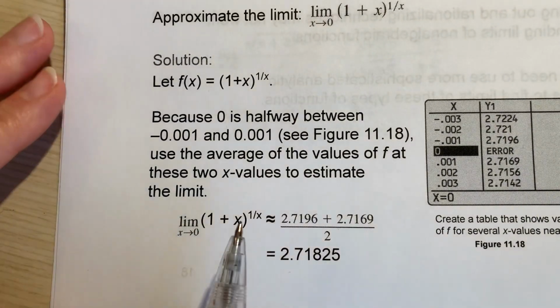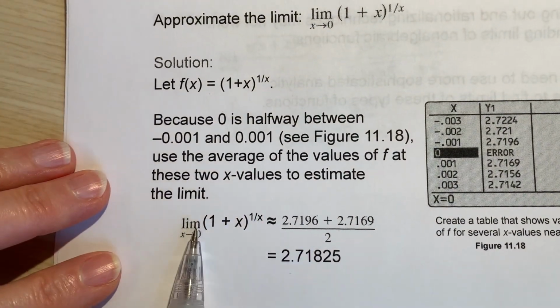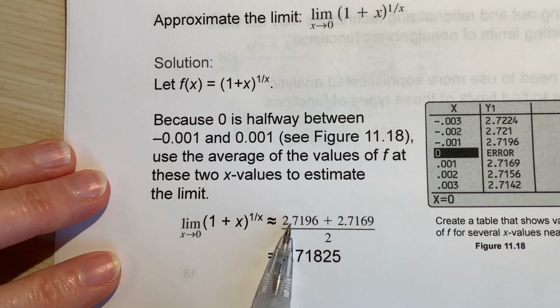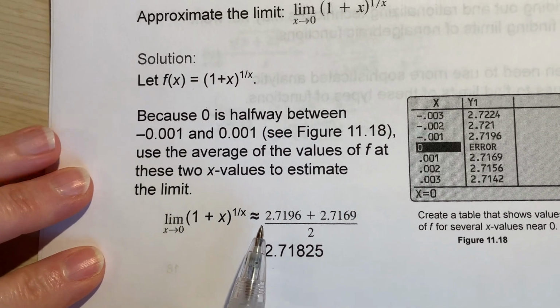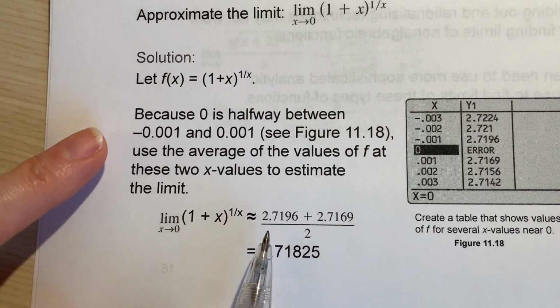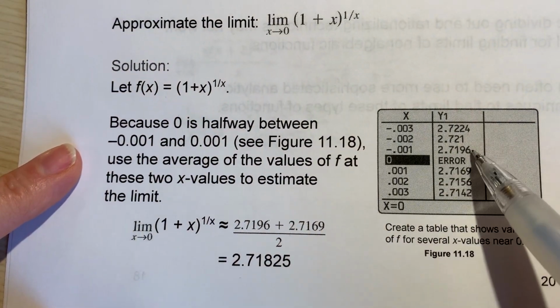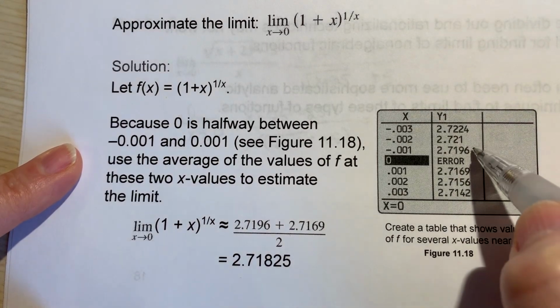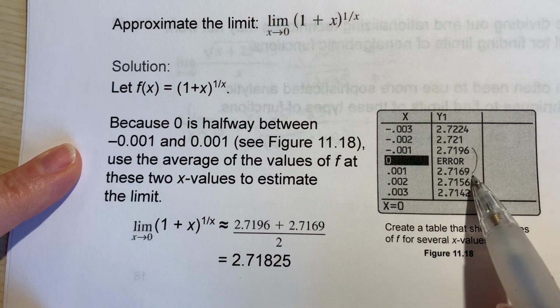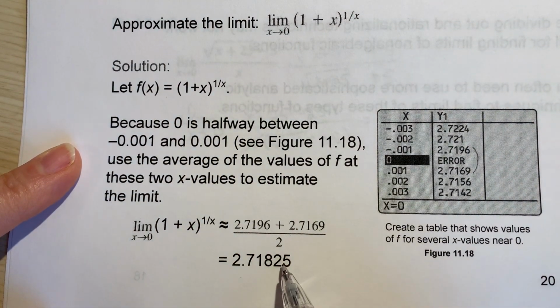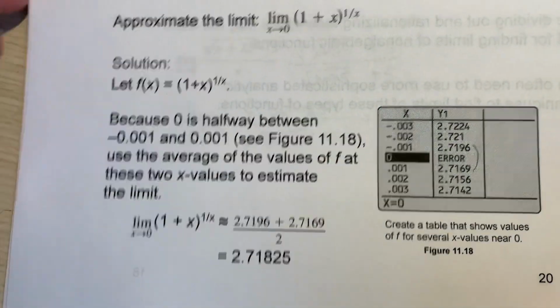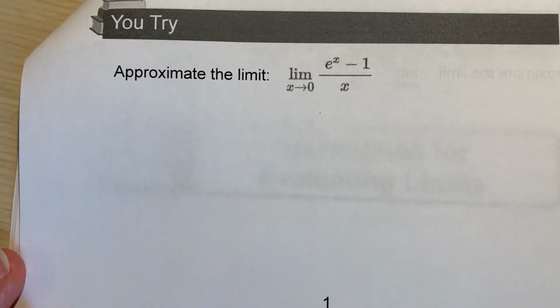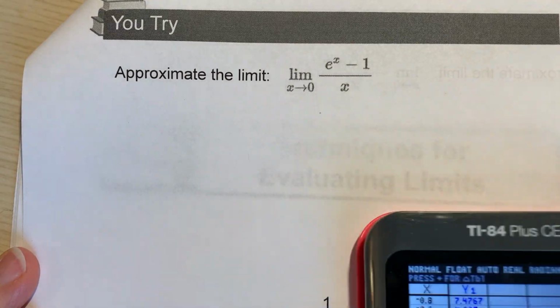So if you do this limit in your calculator, you would say it's approximately. What they're doing here is taking the limit from the left where the negative numbers are, 2.7196, and the right, 2.7169, adding them together and dividing by 2. So they went even one more step to get a better evaluation of that limit.